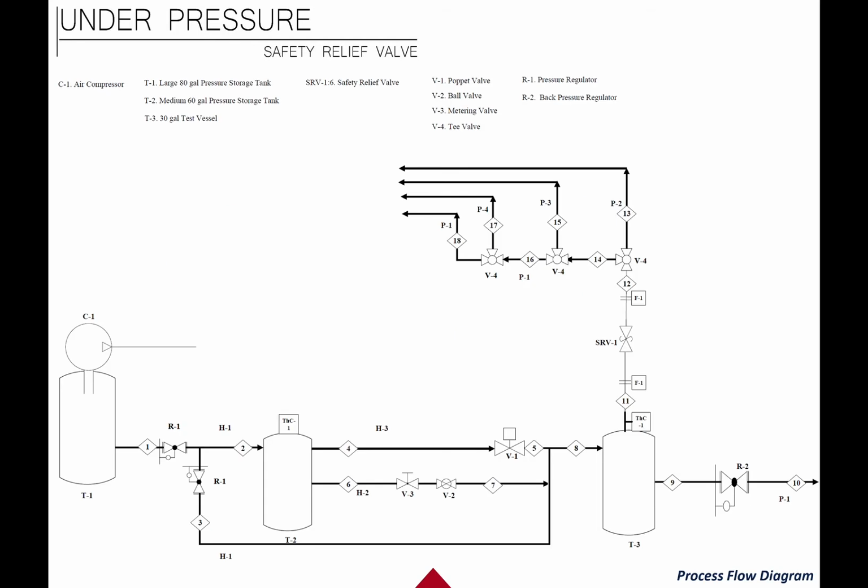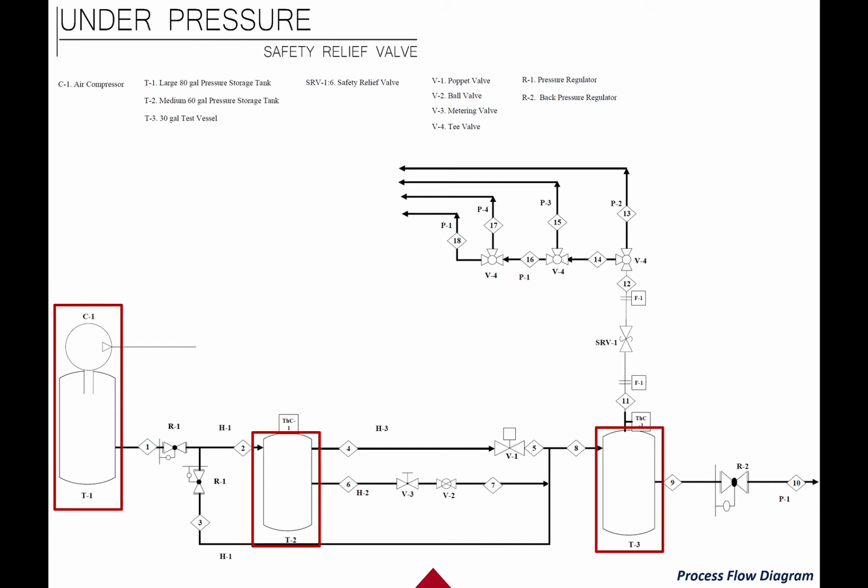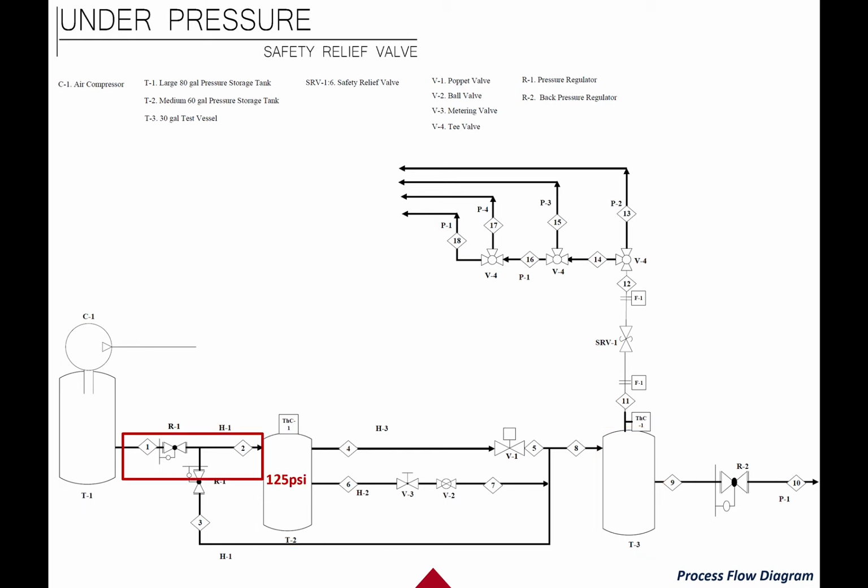Let's walk you through our design. Our lab consists of an air compressor followed by a medium 60-gallon pressure storage tank and a smaller 30-gallon testing vessel. Compressed air will leave the compressor and pass through a regulator to enter the medium storage tank at 125 psi, while in stream 8, the compressed air will be regulated to enter the smaller test vessel at 75 psi.